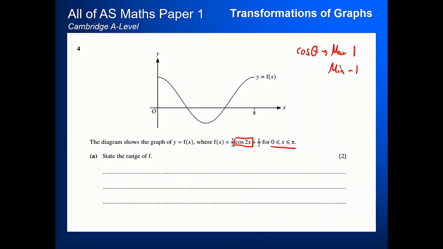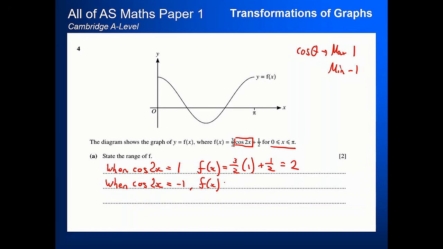So what do I mean by this? So when cos 2x, sorry, is equal to, say, 1, then that means that f of x is equal to 3 over 2 lots of 1 plus a half, and that gives me positive 2. And when cos 2x is the most negative it can be, so -1, then f of x is equal to 3 over 2 times -1 plus a half. This works really well with sinusoidal functions, so sine and cosine. And if we work this out, we get -3 over 2 plus a half, giving us -1.